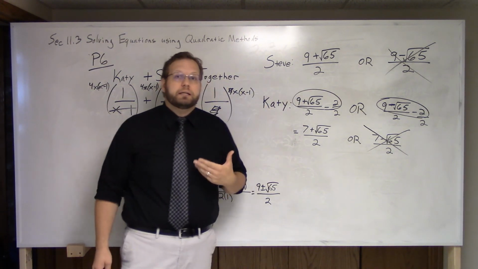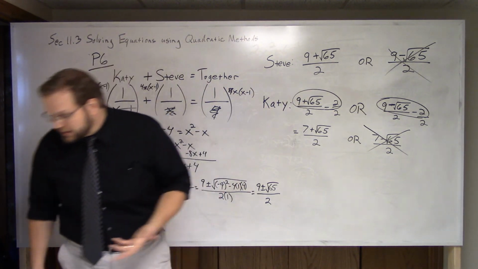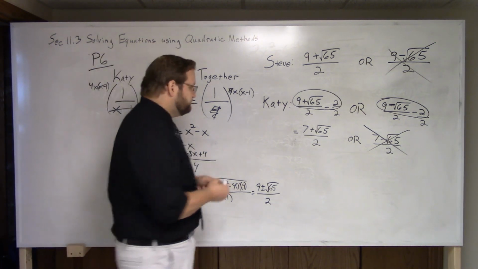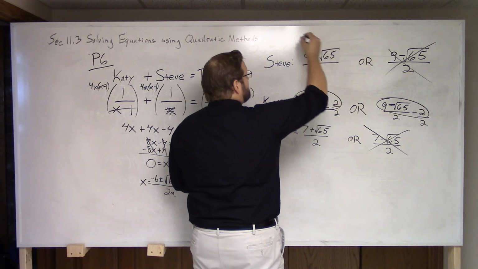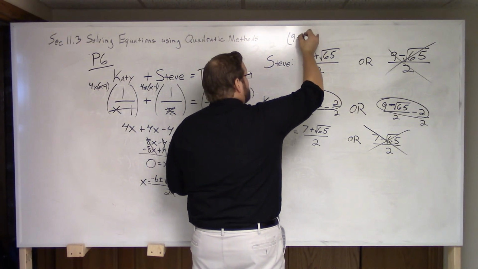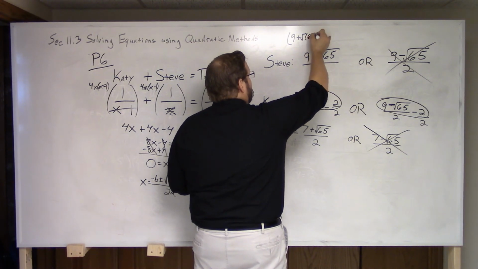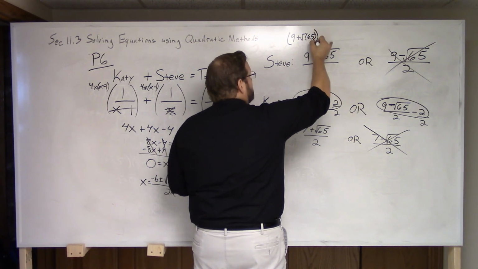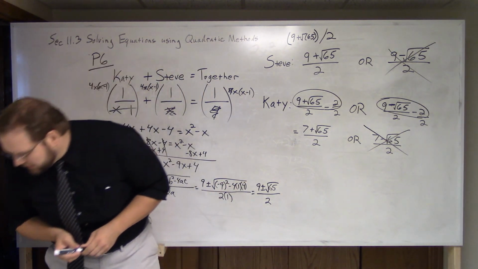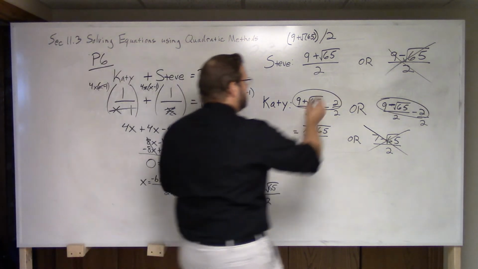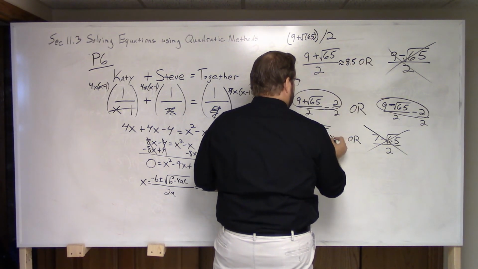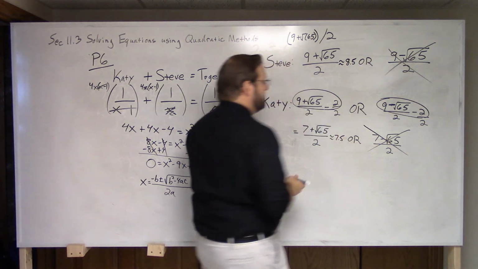If you want to plug that in the calculator and get a decimal approximation, that's perfectly fine. But again, when you plug it in, like this one for instance, make sure you have parentheses, 9 plus square root 65. Close the square root, close the numerator, then divide by 2. Okay? And I believe on that one you should have approximately 8.5 and this one 7.5. Okay?